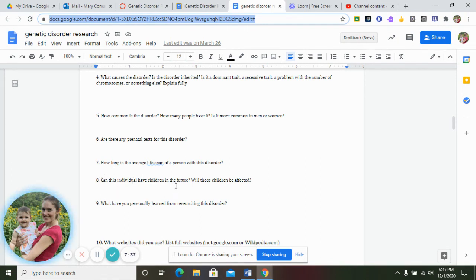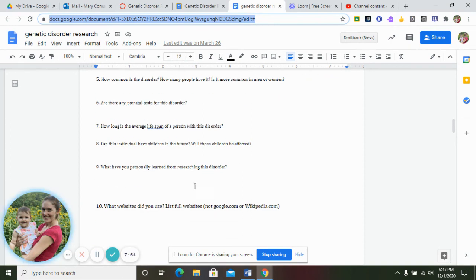Can this individual have children in the future? Now, if the individual is going to die as a baby, then the answer would be no. But a person with color blindness, yes, they could have children in the future, and will they be affected? It is possible, because that is a genetic condition passed down on the X chromosome. It's X-linked. And then what have you personally learned from researching this disorder? So what was some weird, interesting fact that you liked?